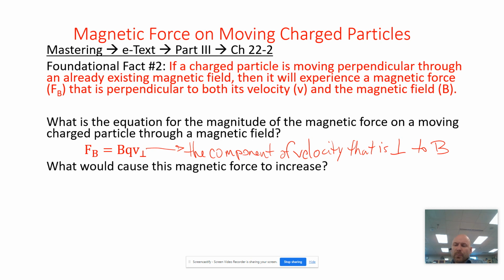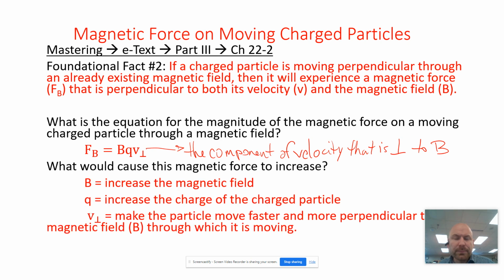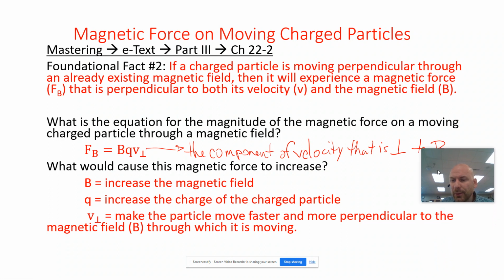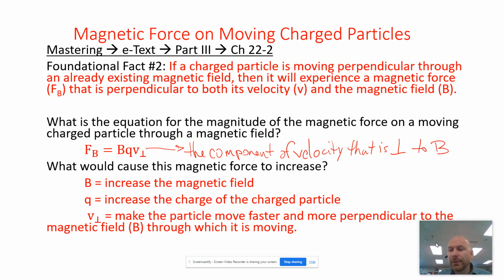Okay. So what would cause this magnetic force to increase? Well, if you increase the magnetic field, if you increase the charge of the object, and if you make it go faster, specifically, or make it more perpendicular to the magnetic field.